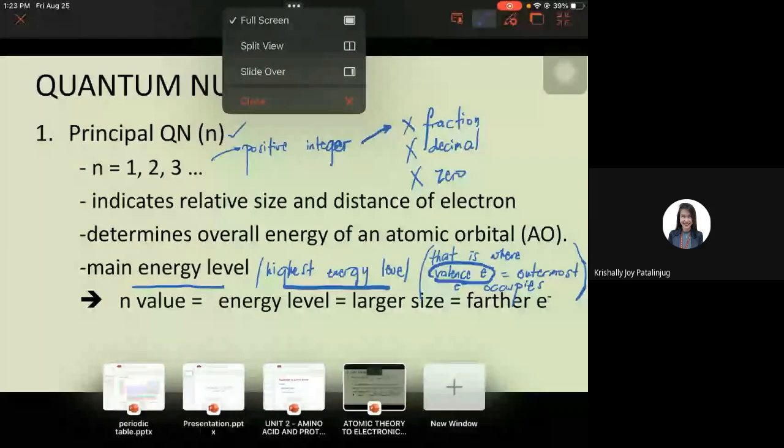Periodic table. It's here. And then, okay.